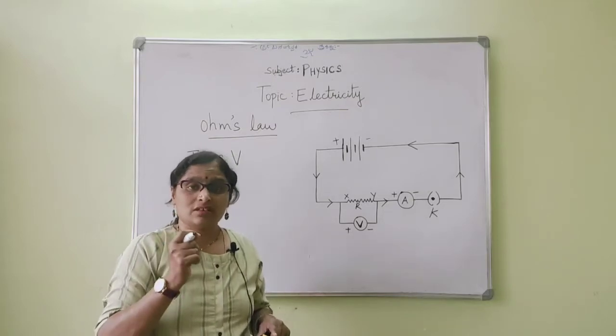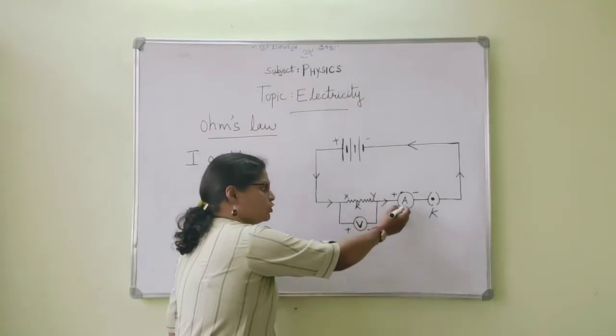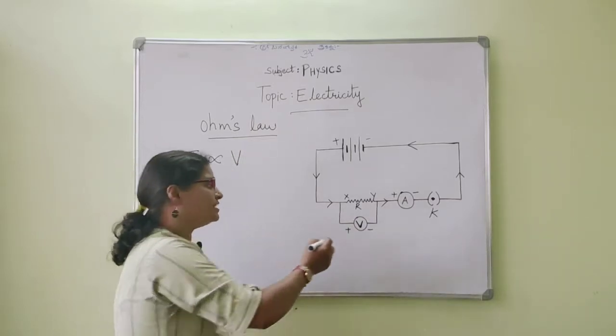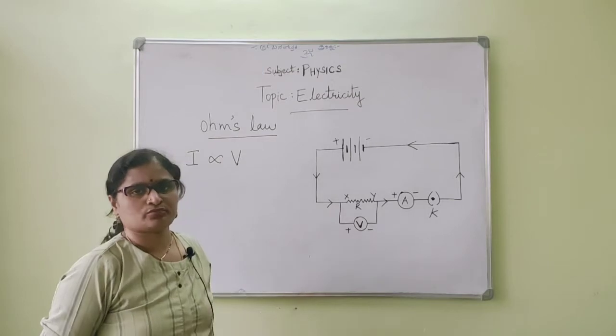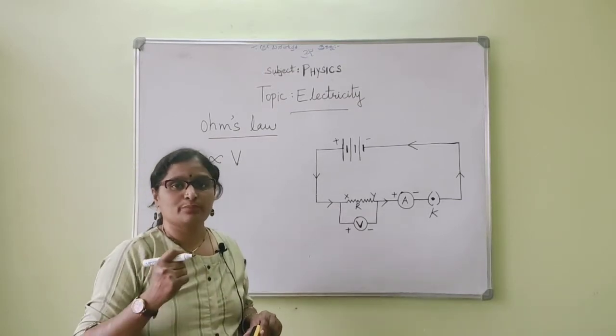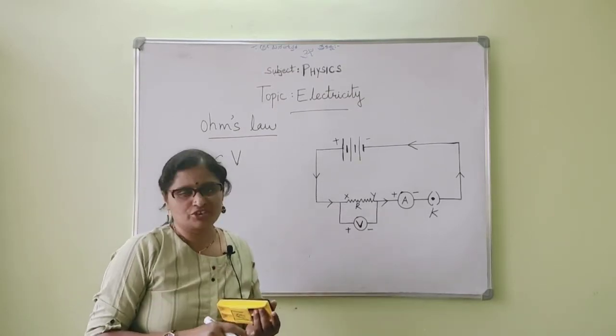So we need to mark the reading. The ammeter is showing the amount of current flowing in the circuit and the voltmeter measures the potential difference across the ends of the resistor. So that is how we need to measure the amount of current and potential difference.